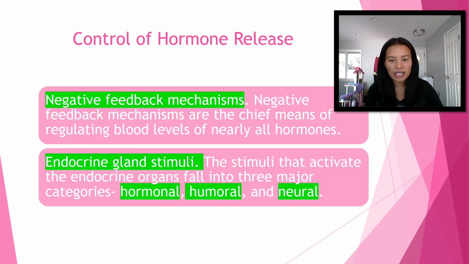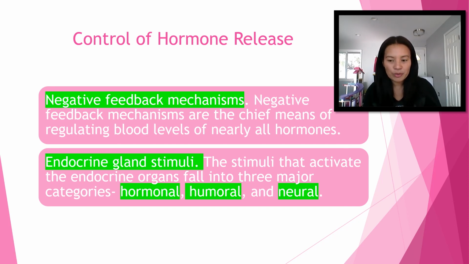First we're going to talk about hormonal stimuli. The most common stimulus is one in which the endocrine organs are prodded into action by other hormones. For example, the hypothalamic hormones stimulate the anterior pituitary gland to secrete its hormones. And many anterior pituitary hormones stimulate other endocrine organs to release their hormones in the blood.